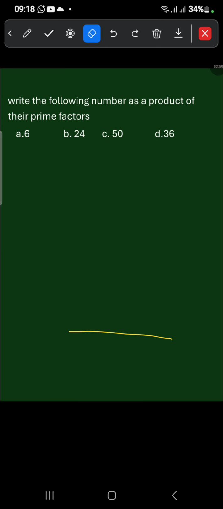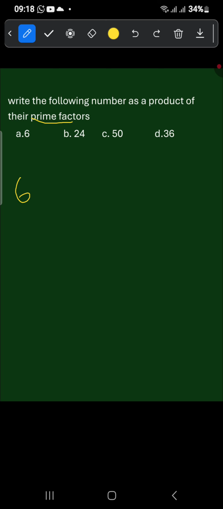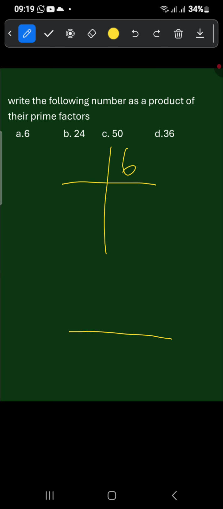Now let's look at this one. Write down the following numbers as a product of their prime factors. So you're going to look for prime factors, prime numbers that can go into the number, into 6. The prime number that can go into 6, let me use the ladder method. So this is 6.